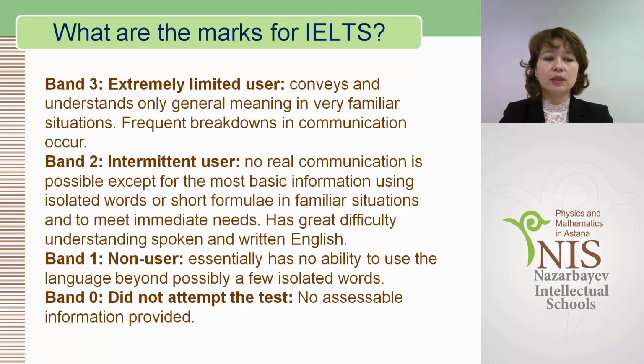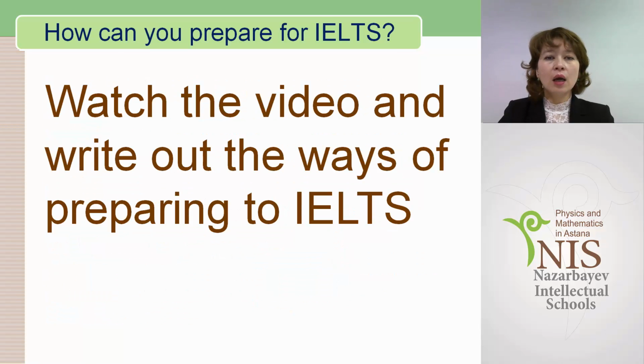He has great difficulty understanding spoken or written English. Band 1 means a non-user, essentially has no ability to use the language beyond possibly a few isolated words. Band 0 did not attempt the test. No accessible information was provided. So I think the marks for IELTS are quite clear to you. How can we prepare for IELTS?